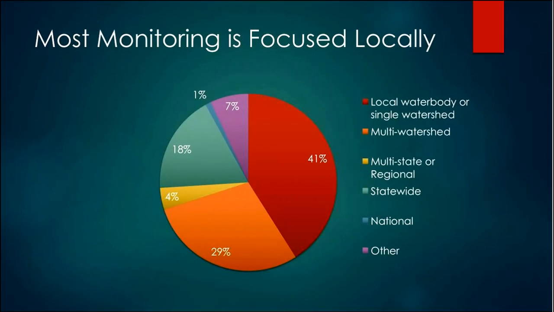Most of the programs, and I think this relates to how the Clean Water Act mandates how water quality data are collected, most of the programs are operating in small, either a single local water body or in a single watershed, or something where there's multiple watersheds, but it's still within a local area, not on a statewide, regional, or national scale. Only about 1 in 5 programs is operating on a statewide level, and only about 1% of programs operates nationally.